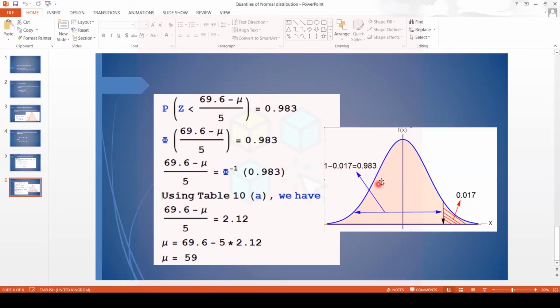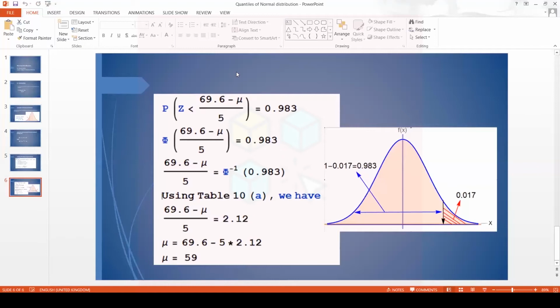And we know that phi is the area which starts from minus infinity to that point. So this area is called as phi. So 0.983 is here written as phi of this point, and this point is denoted by this black arrow. So the point on the number line here is 69.6 minus mu over 5 on the z scale, corresponding z scale.